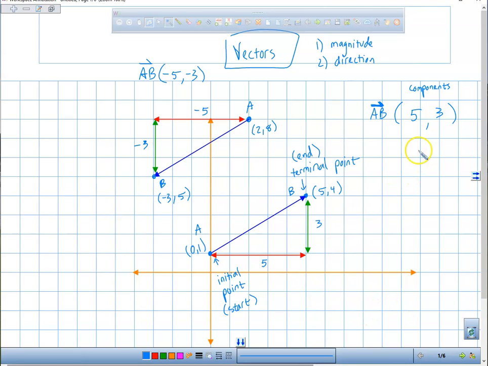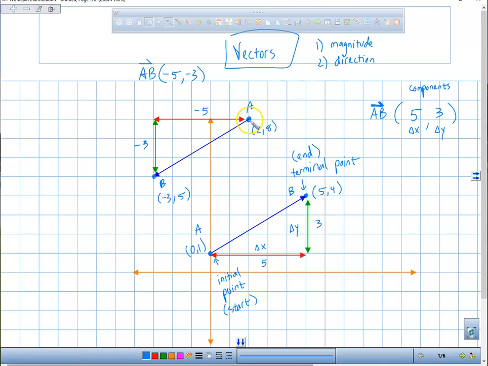Now, components. If I say vector AB and I start here and I end here, this part is called the change in X, and this part is called the change in Y. You'll notice the change in X is happening here, the change in Y is happening here. So we have a positive 5 and a positive 8. Those are the components for vector AB.